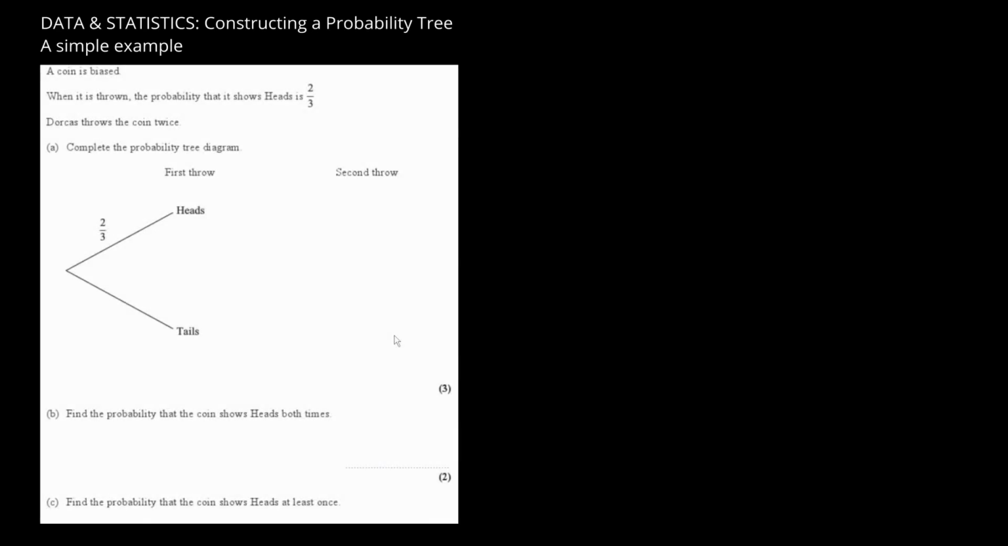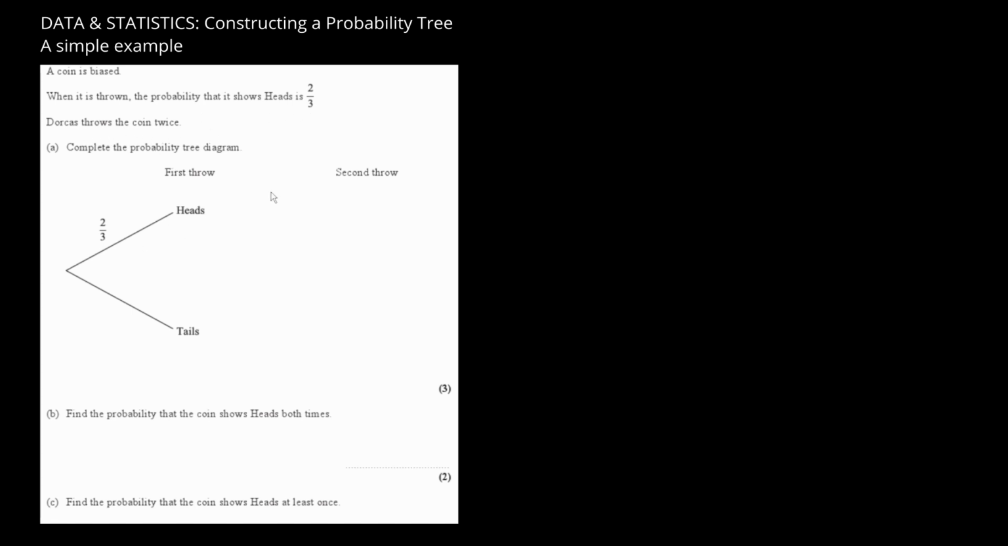Let's have a look at this question on probability trees. We've got a coin that's biased. In other words, it won't reflect heads, tails on a 50-50 basis. And the probability of heads is 2/3. Well, immediately from that, what's the probability of throwing a tail? Well, it'll be 1 minus this, which will be 1/3. So we'll use that fact later.